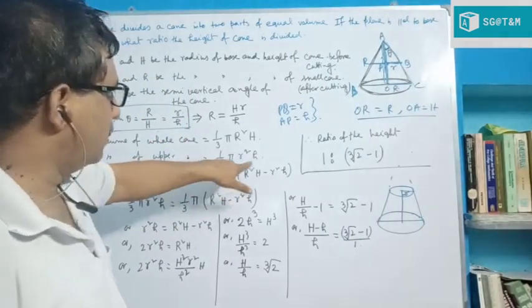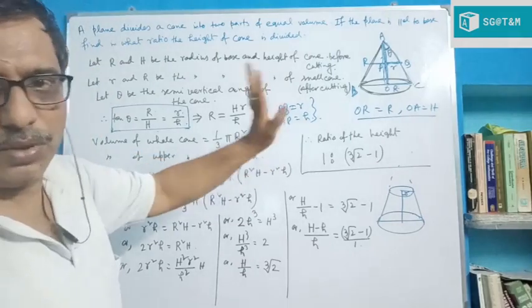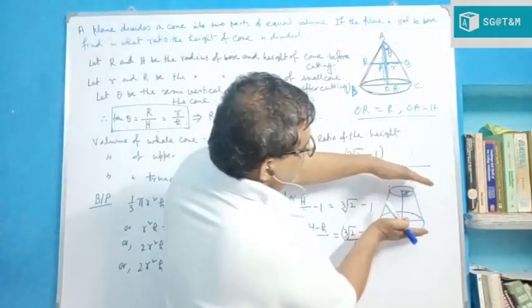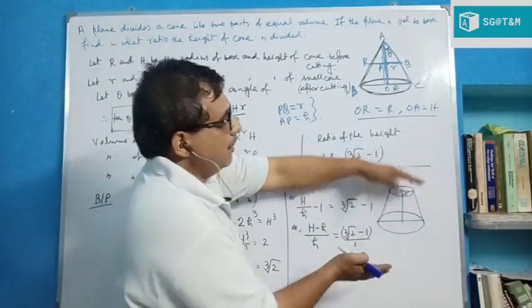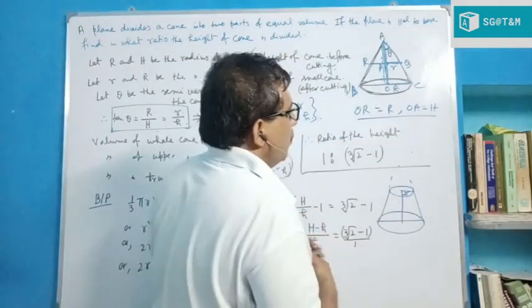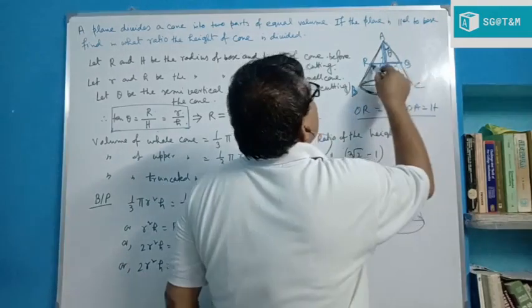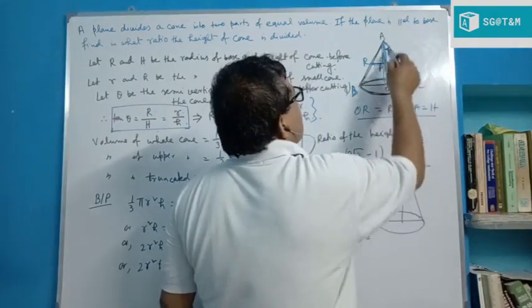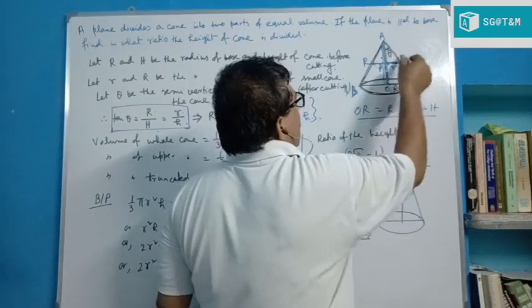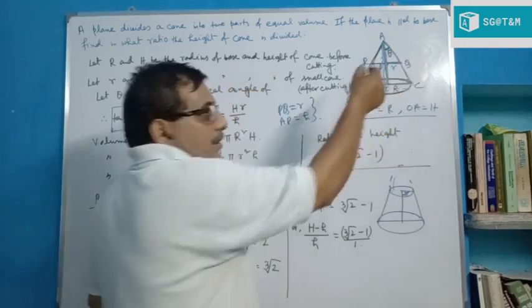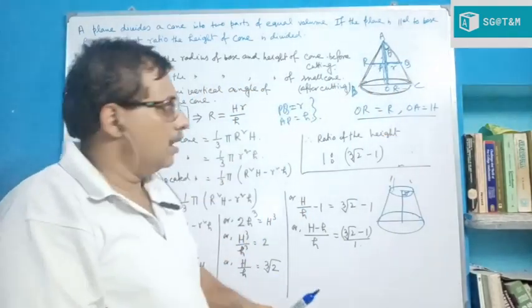So the volume of the small cone is 1/3 pi r square small h, obviously in cubic units, no problem at all. Therefore, the volume of the truncated portion is nothing but the total volume minus the volume of the upper portion. Is it clear?